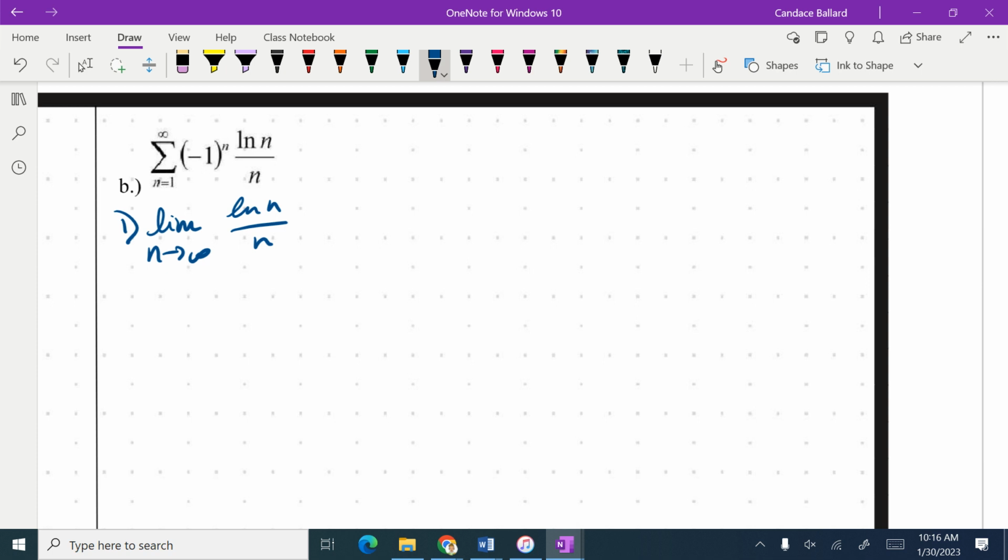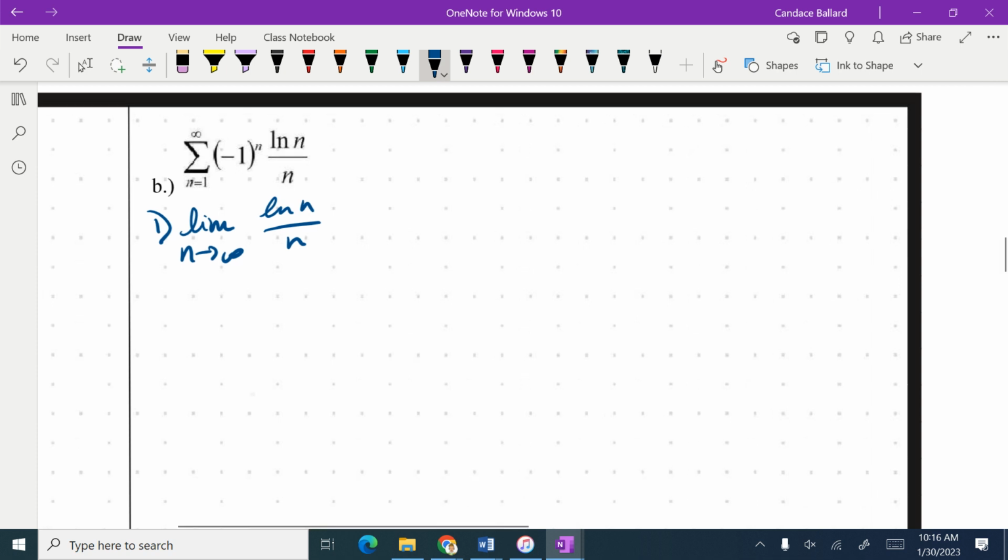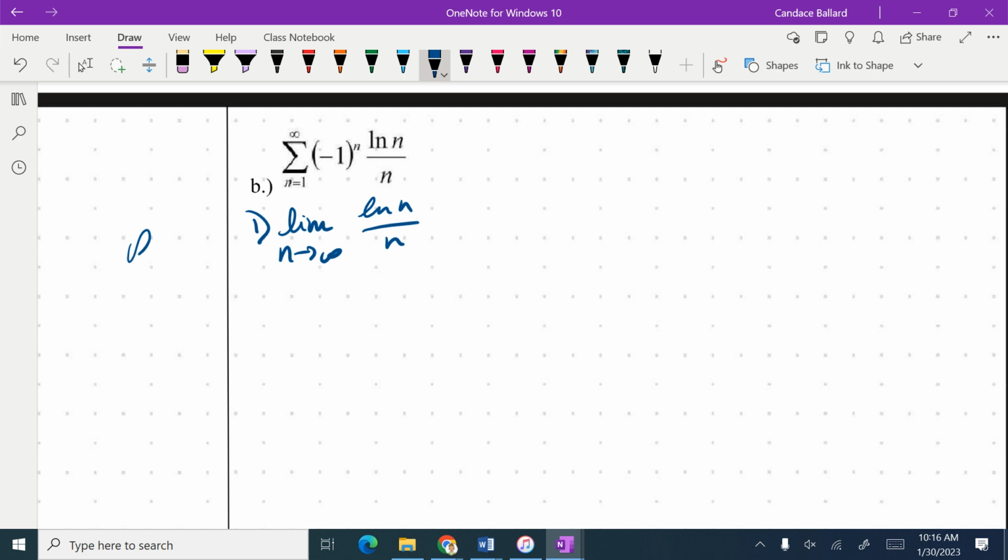Okay, if I put infinity in the top and the bottom, what happens? What do I get? Oh, infinity over infinity. What's that called? Not inconclusive. Indeterminate.